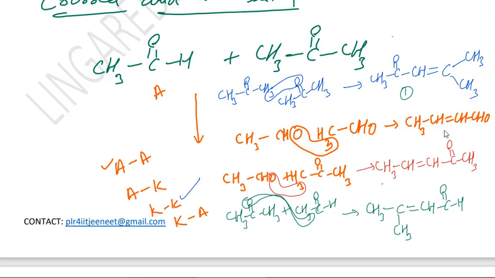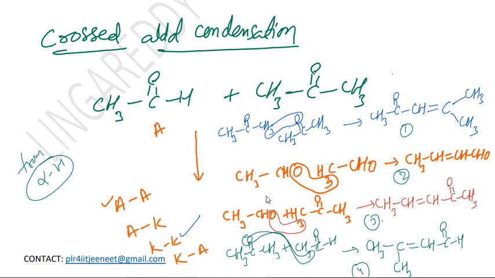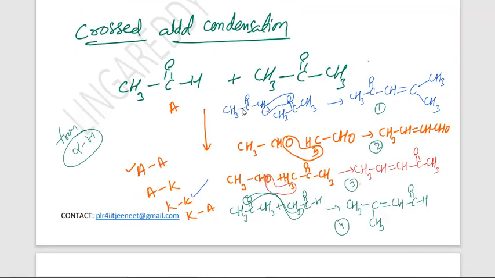You can write the IUPAC name for all 4 compounds, all 4 are different. This is the second product, third product and fourth product. Okay, very simple method, you just have to remove only a water molecule. In the water molecule, the hydrogens are always released from the alpha position, from the alpha hydrogen, and the oxygen is obviously from the carbonyl. Okay, you can write like this. This is called crossed aldol condensation. In crossed aldol condensation, we are getting a total of 4 products.